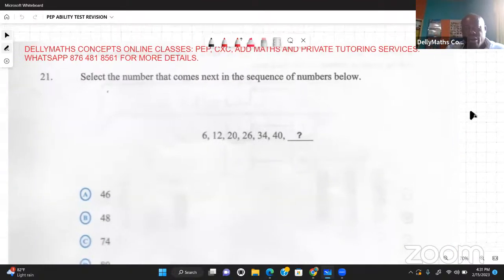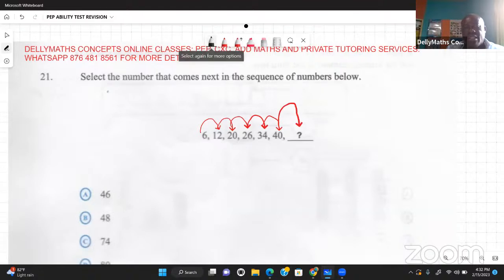All right, so what we want to do now is observe the sequence of what's going on here. We have 6, and then we go to 12, then 20, then 26, then 34, then 40, and we're expecting to fill out what happens there. Between 6 to 12, we add 6, then 12 to 20, we add 8, 20 to 26, we add 6, 26 to 34, we add 8, 34 to 40, we add 6. So if you look at the pattern, add 6, add 8, add 6, add 8, add 6.